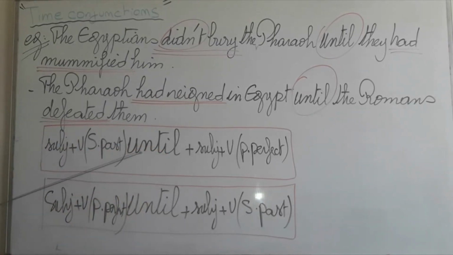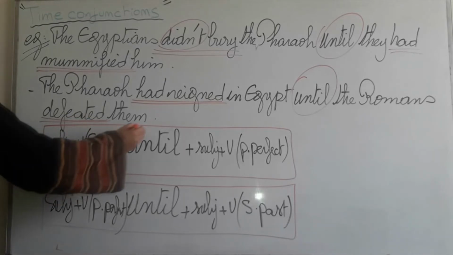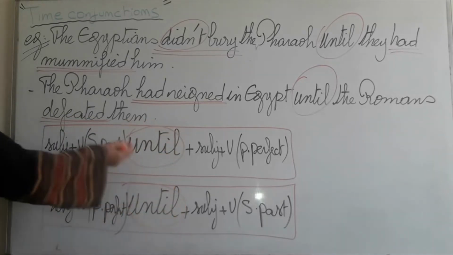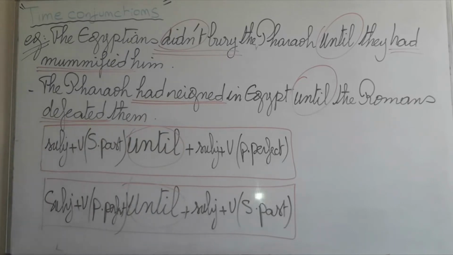So we have a rule. Until is in the middle of the sentence, so always until comes here. But what about the verbs? Sometimes the verb is in the simple past, and here the past perfect. And sometimes here the past perfect and here simple past. I didn't understand how until never changes its place, always in the middle of the sentence, and here the verb is sometimes simple past, sometimes past perfect. So the problem is here, didn't.